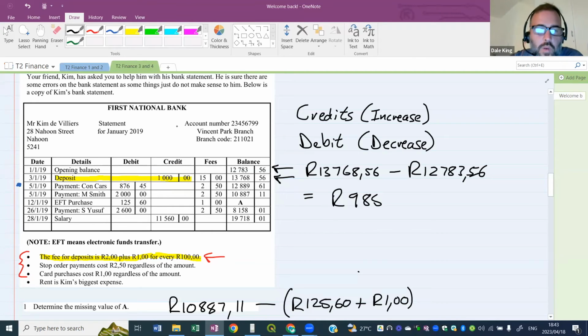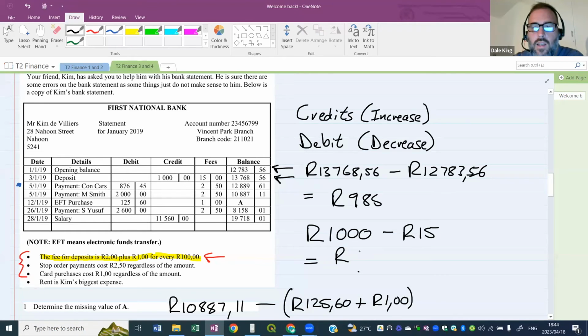So now the board, here's the thing. When you put money into your bank account, this person is putting 1,000 Rand in, but it costs them 15 Rand. So we have to work out how much is actually going in. 1,000 is going in, but the fee is 15 Rand. Do I add the fee on? No, I need to take away the 15 Rand, because that's how much it's costing me to deposit that money.